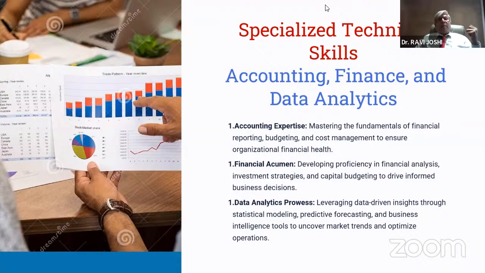How can the cost be managed? How can competitive management be done? What type of processes can be used? What techniques can be used? How can the budget be reported? How can budgeting be done? So accounting expertise is very important. Financial acumen: developing proficiency in financial analysis, investment strategies, and capital budgeting to drive informed business decisions.